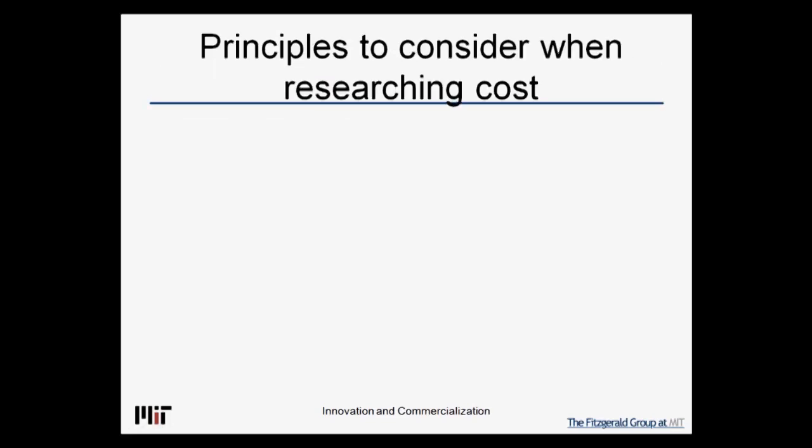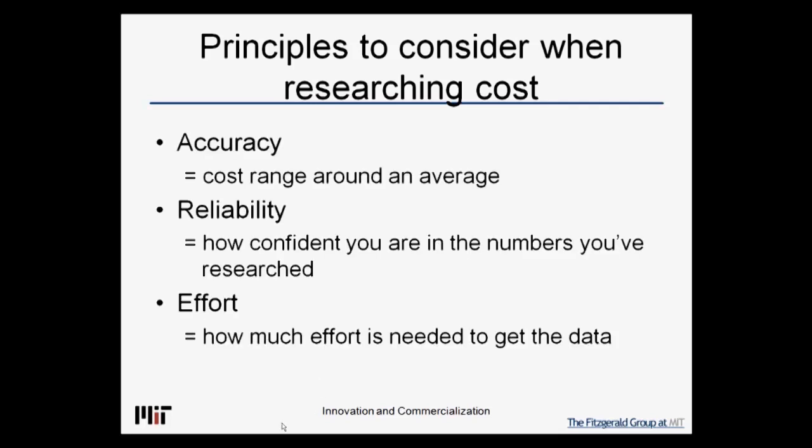When researching costs, there's also a couple of principles that you should consider. Really want you to think about accuracy and reliability of what you're finding. Accuracy is, what's the range of costs that you're finding around a particular average. Sometimes you can find highly accurate ranges of cost, and sometimes accuracy is low. Reliability means how much confidence you have in the numbers that you're finding. So reliability relates directly to the trustworthiness of the source from where you're getting your data.